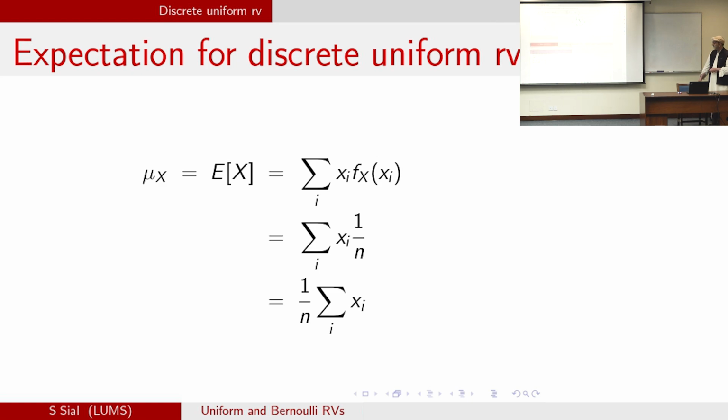And so what is this? This is the mean, or the average, of all the allowed values. So the expectation for a discrete uniform random variable, where all of the outcomes have the same probability, is the average of the outcomes. Is that okay? Right?